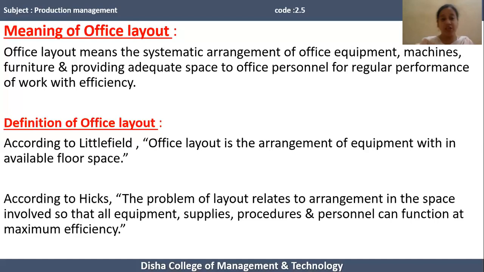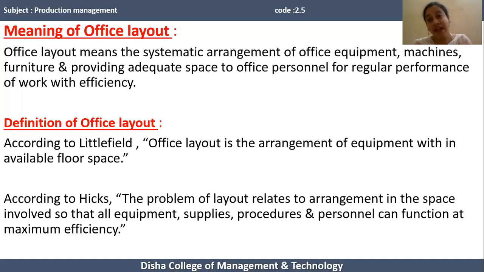Next comes the definition of office layout. Office layout is defined by different experts in different ways. Here I take two definitions for discussion. First, according to Littlefield, office layout is the arrangement of equipment within available floor space. Littlefield said that office layout is the arrangement of equipment within available floor space.